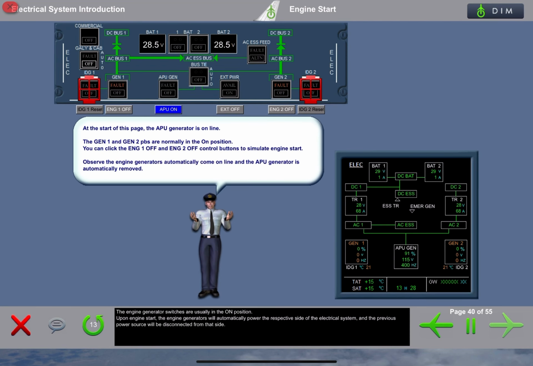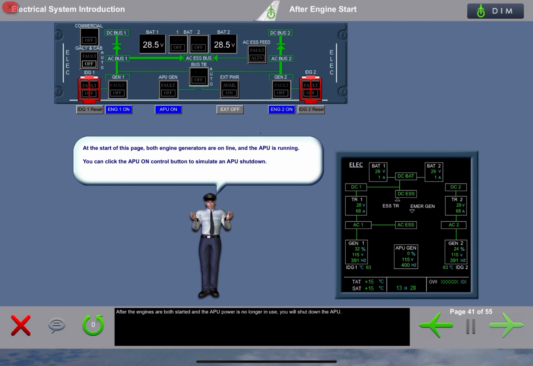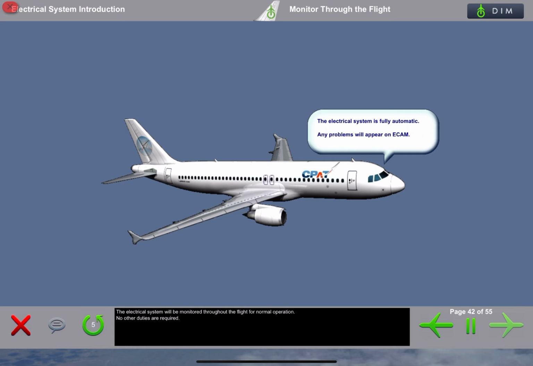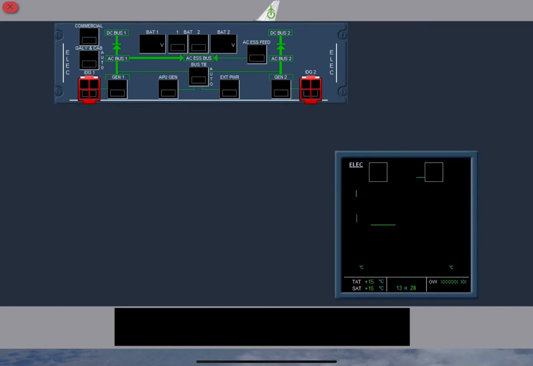The engine generator switches are usually in the on position. Upon engine start, the engine generators will automatically power their respective side of the electrical system, and the previous power source will be disconnected from that side. After the engines are both started and the APU power is no longer in use, you will shut down the APU. The electrical system will be monitored throughout the flight for normal operation. No other duties are required.